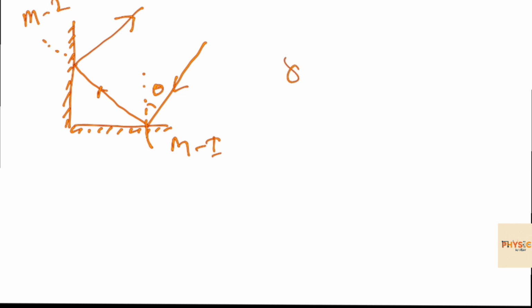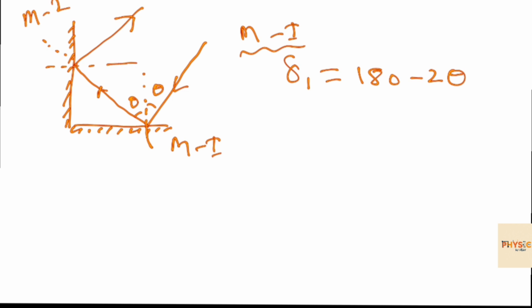The deviation angle you get from the first mirror, delta 1, is 180 minus 2 theta, and the ray is incident on the second mirror. Here on the second mirror we are calculating the angle of incidence. This is theta, and here is the original path. Here we are getting delta 1.